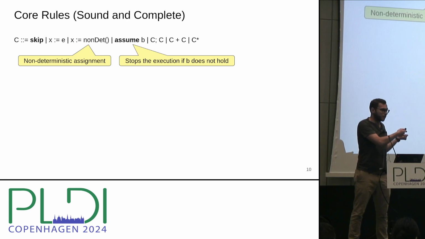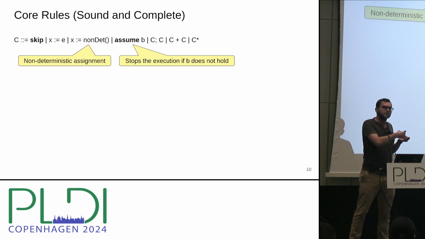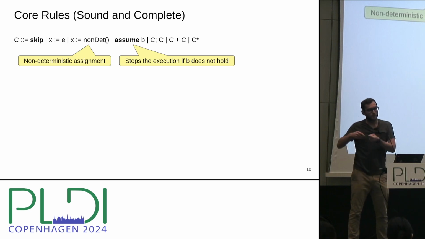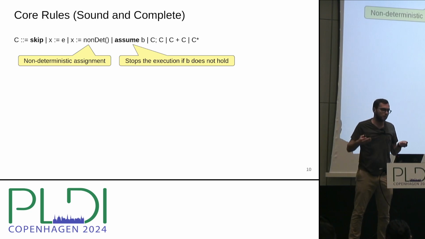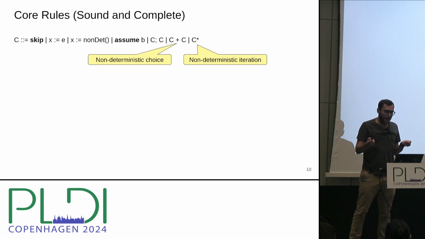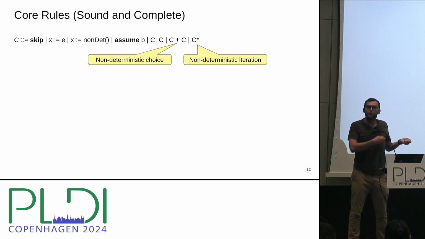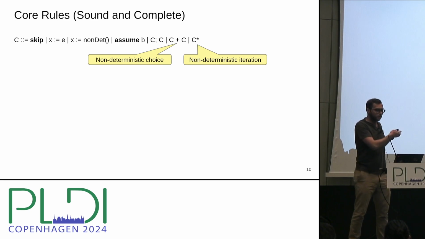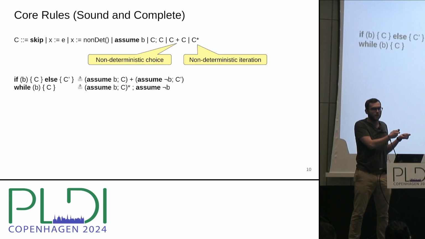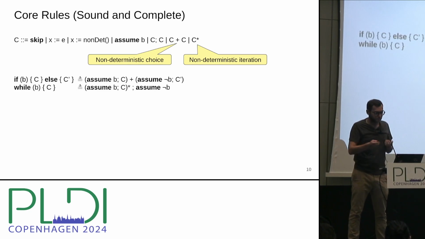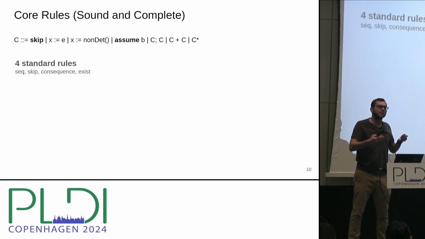So if you're not familiar with this, this statement will stop an execution where B does not hold, but if B holds, this is like a skip. And we use a non-deterministic choice and a non-deterministic iteration. The reason is this is more general than conditionals and while loops, because they can be recovered with those primitives. And so we provide 9 core rules that can be roughly split into 3 categories.